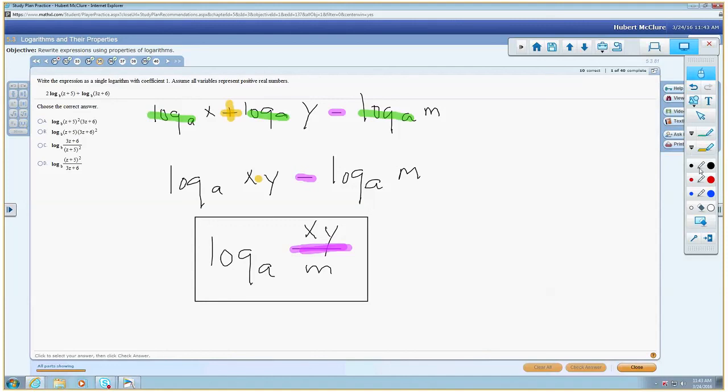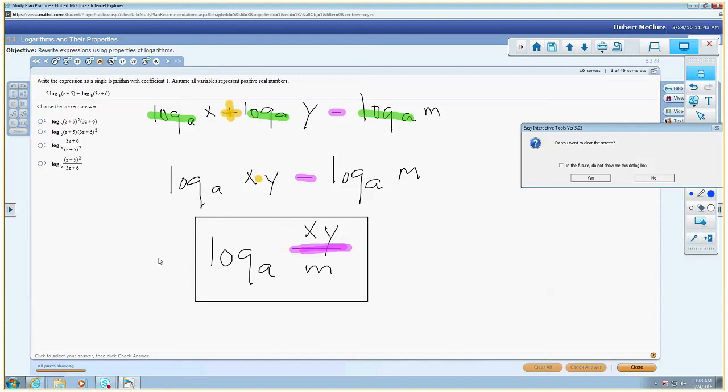All right, try this one. I'm not going to rewrite it. I'm going to snip it. And snip it good.